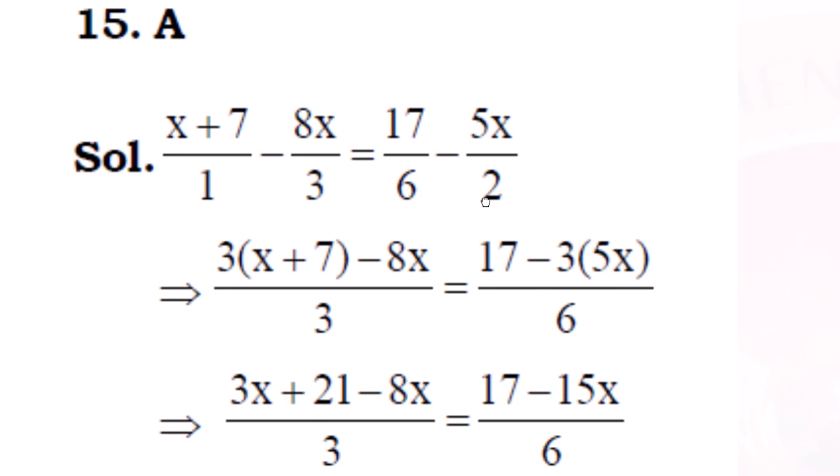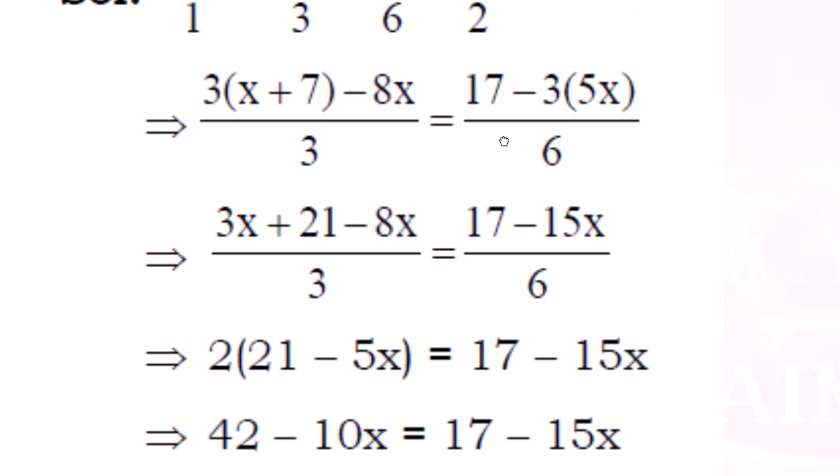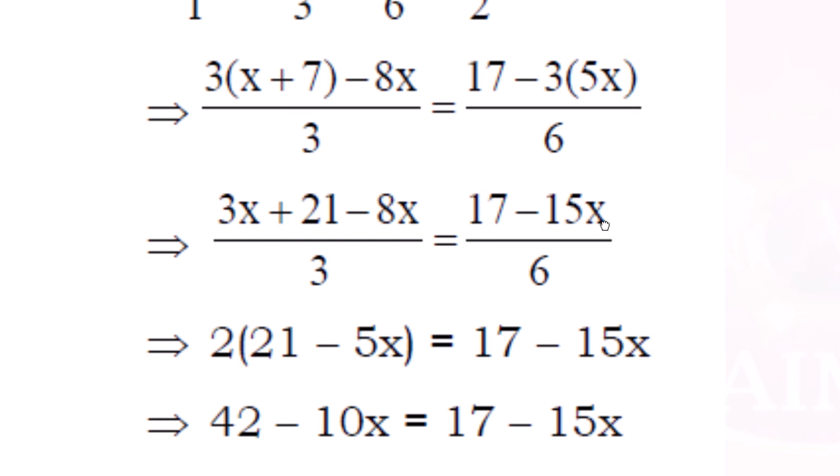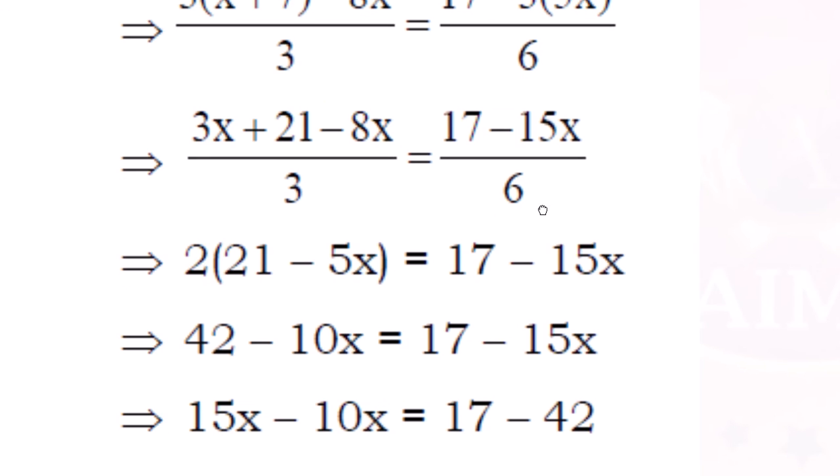Right hand side, LCM of 6 and 2 is 6. 6 1 is 6. 1 into 17, 17. Next, 2 3 times 6. 3 into 5x we have to multiply. 3 into x, 3x. 3 into 7, 21. Minus 8x as it is by 3. Next 17 we can take as it is, minus 3 into 5, 15x by 6 as it is.